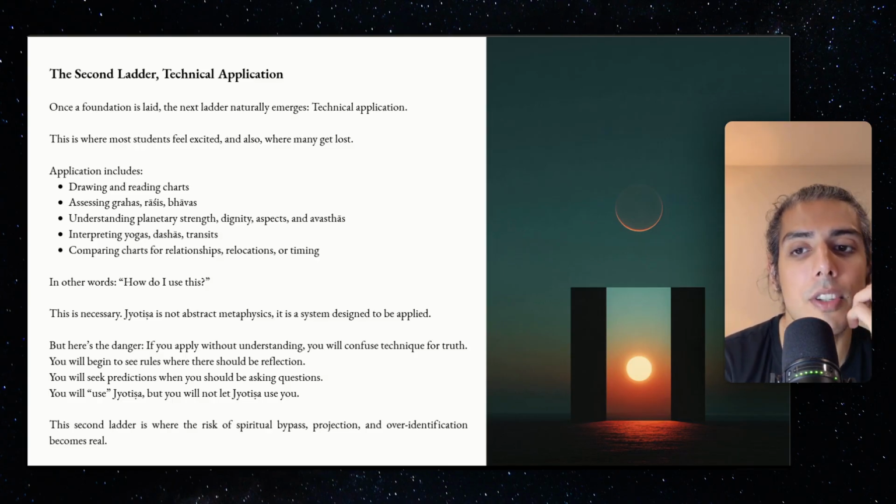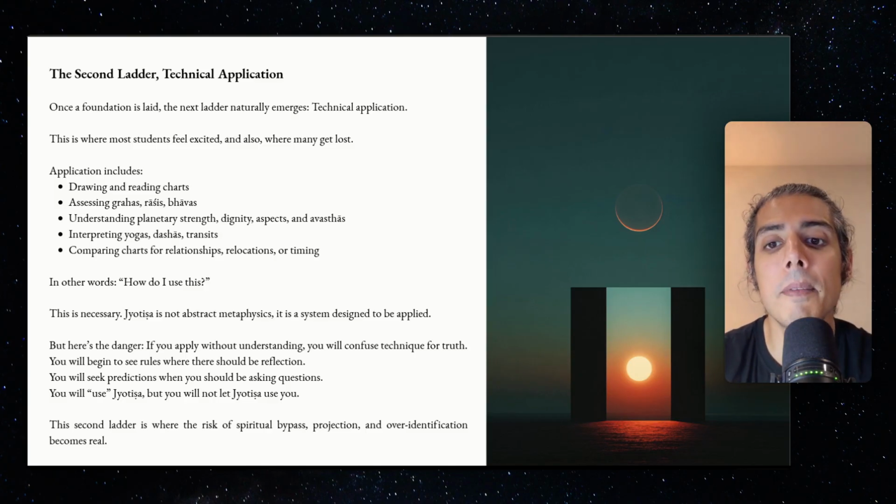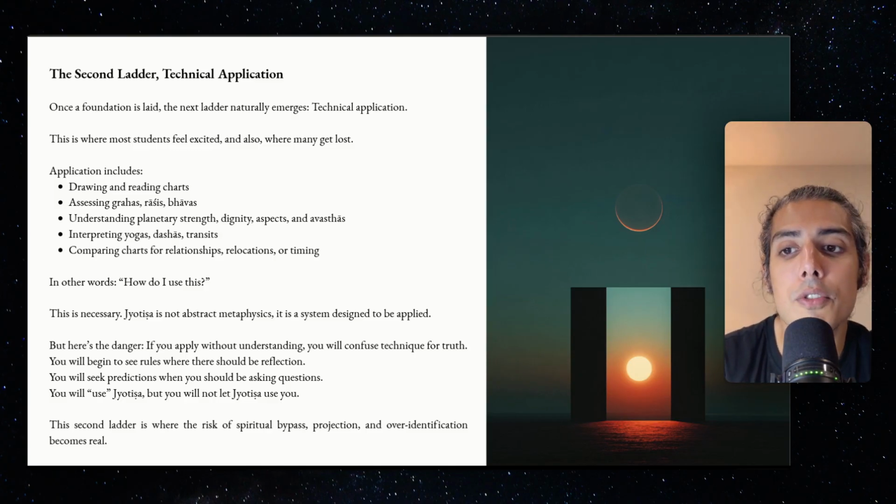But here's the danger. If we apply without understanding, we will confuse technique for truth. We'll begin to see rules where there should be reflection. We'll seek predictions when we should be asking questions, and we will use Jyotish, but we'll not let Jyotish have an impact. Let Jyotish use us.